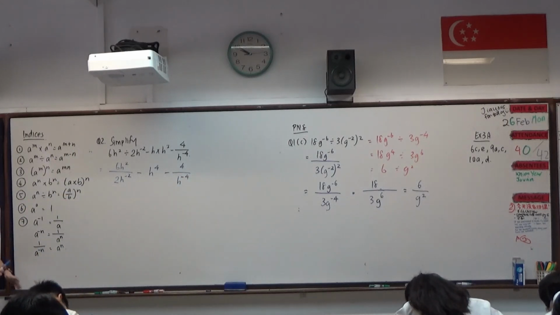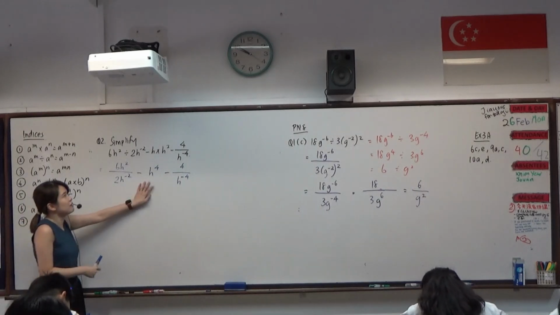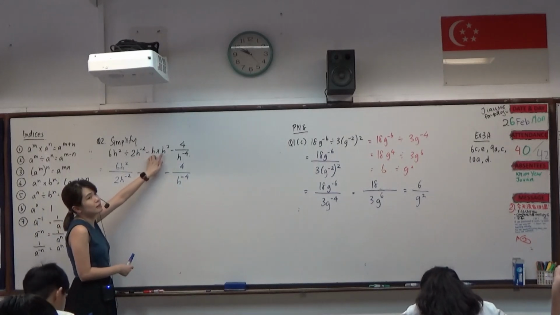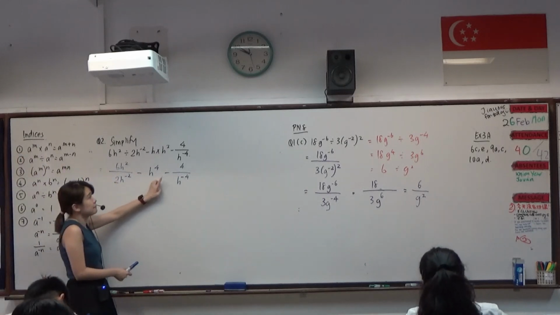Okay? Any questions at this juncture? Alright? Yes, Yola. How do I get h to the power 4? This is h to the power 1 times h to the power 3, for which I apply this law, my powers add up. Okay, so get 4.